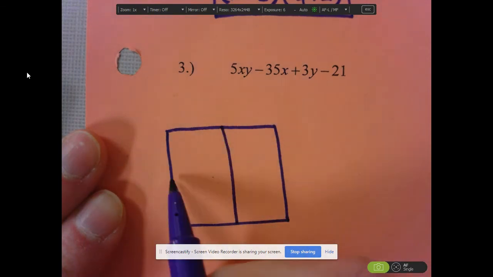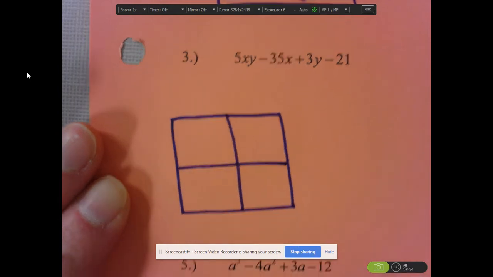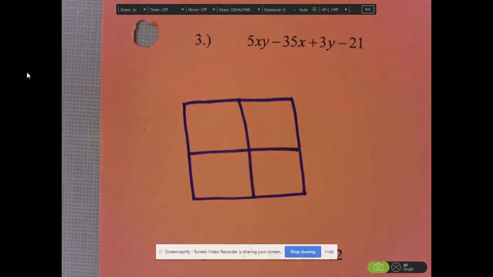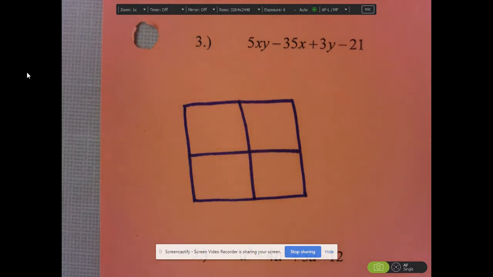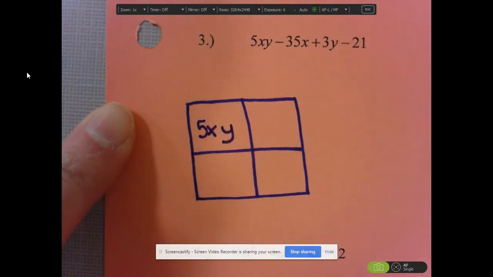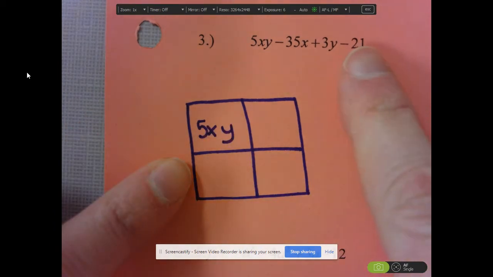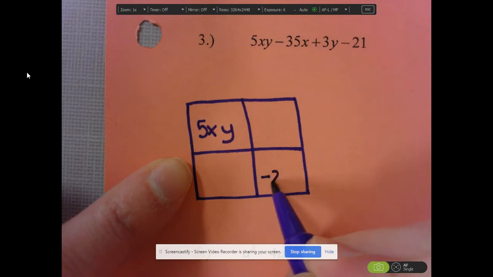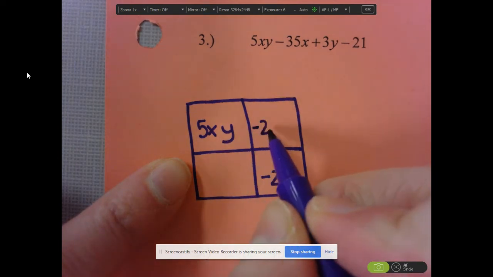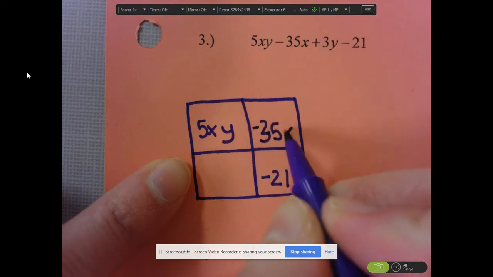So this is where this gets interesting. We can go by grouping, or we can do what's called a backwards box. Instead of having terms on the outside of the box, if we're going backwards, everything starts inside the box. Your very first term will go in the top left-hand corner. Your bottommost term with its sign goes in the bottom corner. The other 2 terms can go in either box. It does not matter.